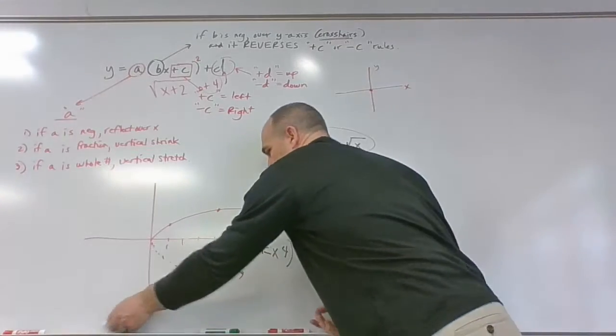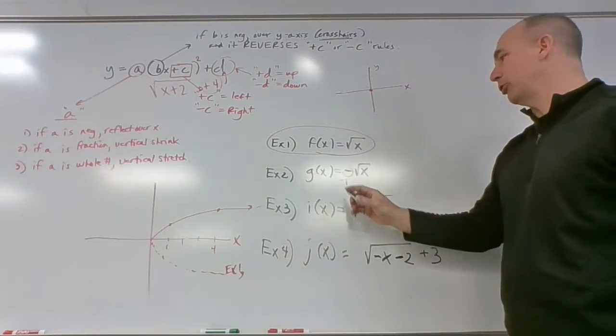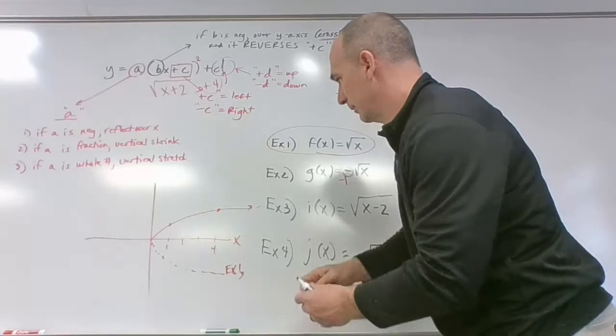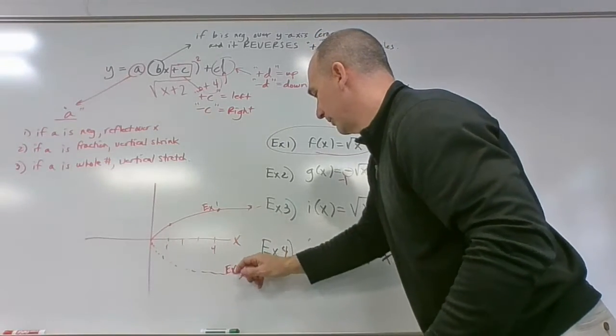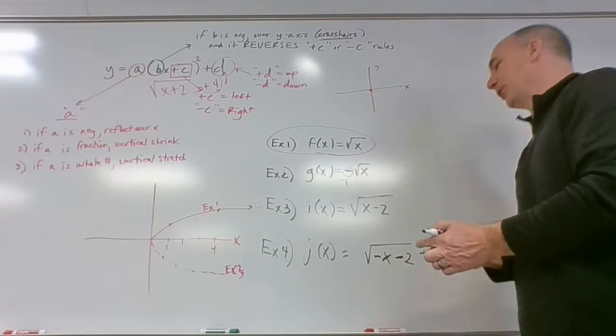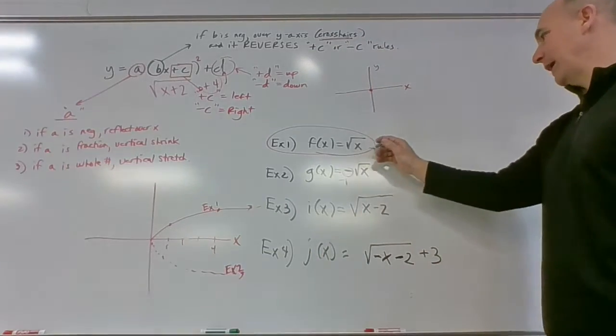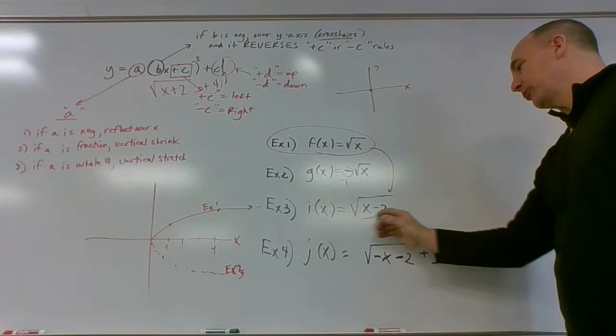I'll get out some different colored markers so we don't get too confused. Example 2. Whoops. This is example 1. This was our second example. So now example 3, we simply have to take our original one and apply this rule.